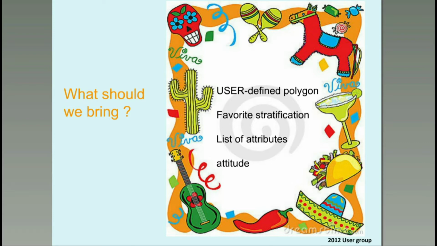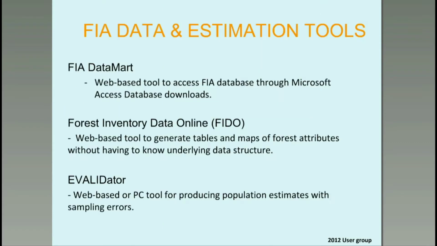It doesn't have to be an FIA-based stratification. You can bring different things like satellite imagery or classification, vegetation classification maps, whatever you are interested in there. Bring a list of attributes, so whatever variables you're interested in that we collect on the plots, we can basically run estimations for that. And bring a good attitude. And right now, a lot of patience, because it's taking some time.